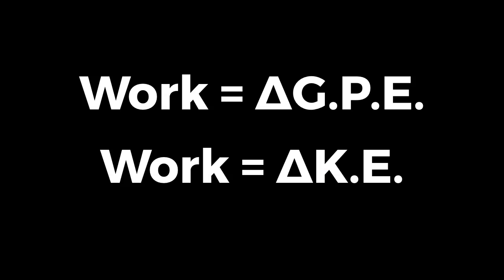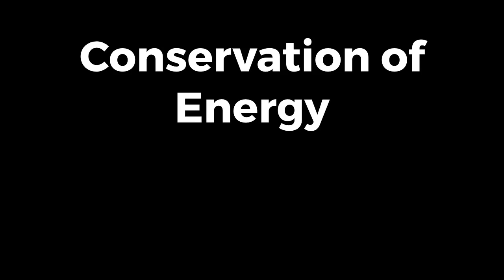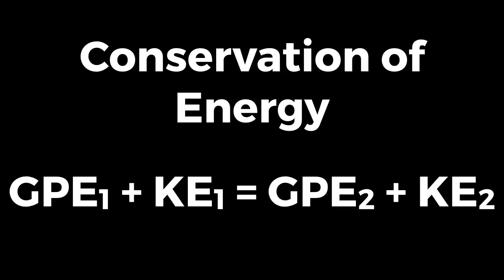So there you have it. Work is equal to the change in gravitational potential energy. Work is also the change in kinetic energy. But how are gravitational potential energy and kinetic energy related? Well, we know that by the law of conservation of energy, the total amount of energy has to stay the same from beginning to end. In other words, the gravitational potential energy plus the kinetic energy at the beginning has to be equal to the gravitational potential energy plus the kinetic energy at the end.